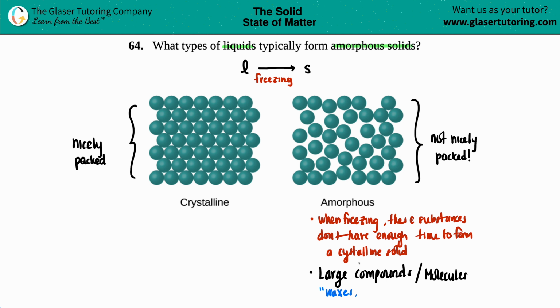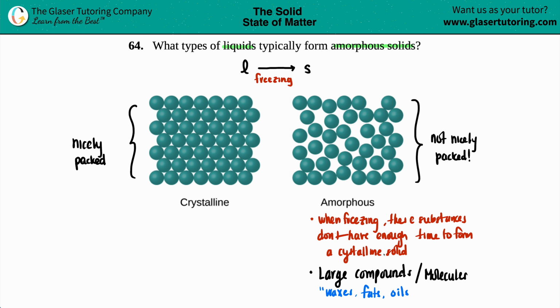So waxes, we also have fats. So like a margarine type of solid, when that freezes, it's kind of like a gooey amorphous solid. So those are long chain molecules. We can say that cooking oils, if they solidify, when they freeze, will form that gooey amorphous solid. And I think I've hit them all.